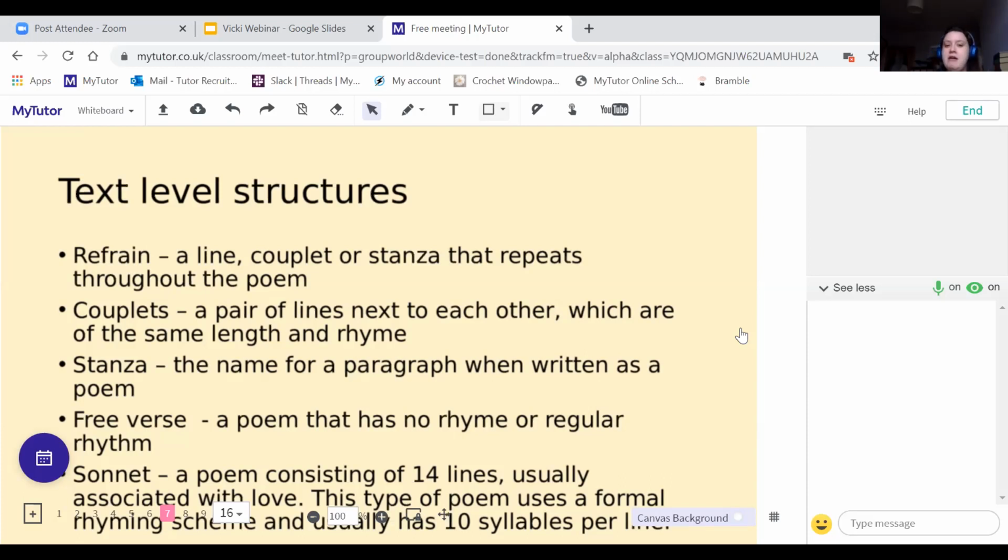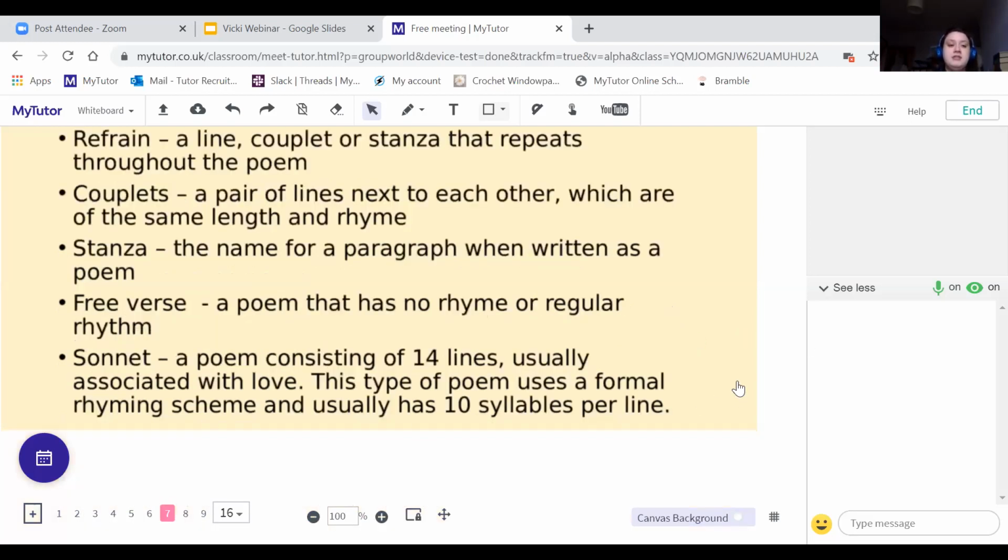Couplets, so a pair of lines next to each other which are the same length. Usually when we say the same length, they have the same number of syllables, and they rhyme. So we see that a lot in sonnets. So sonnets at the bottom here. A sonnet is a very specific type of poetic structure.